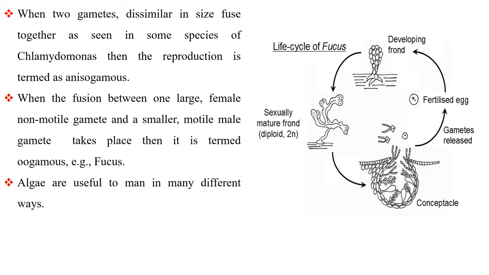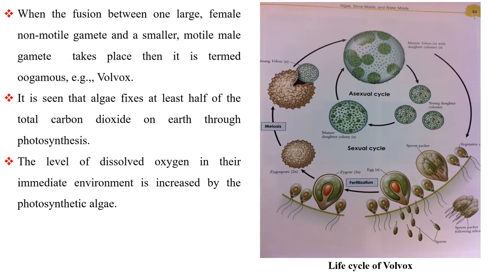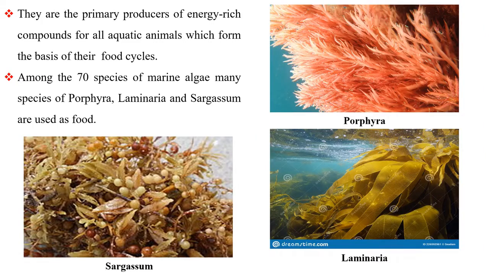Algae are useful to man in many different ways. It is seen that algae fixes at least half of the total carbon dioxide on Earth through photosynthesis. The level of dissolved oxygen in their immediate environment is increased by the photosynthetic algae. They are the primary producers of energy-rich compounds for all aquatic animals which form the basis of their food cycles.